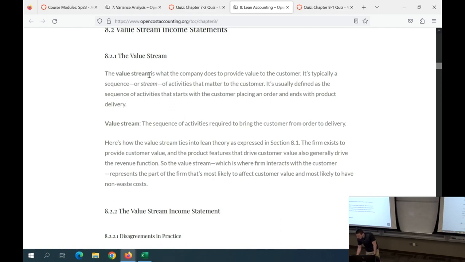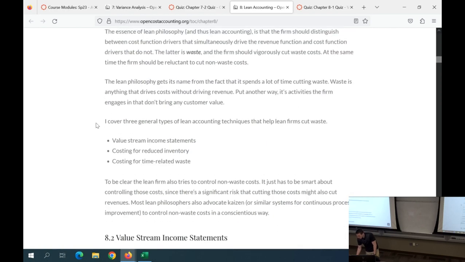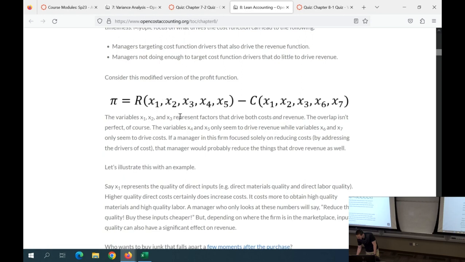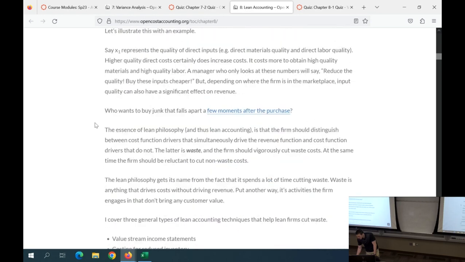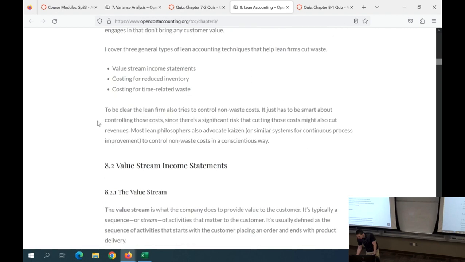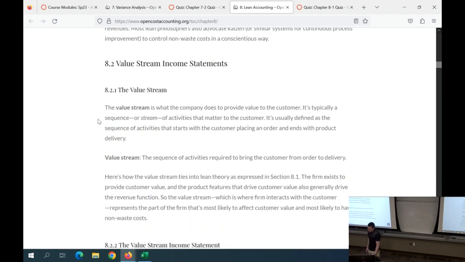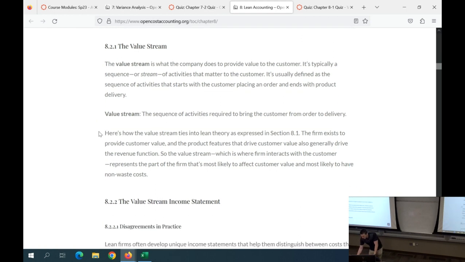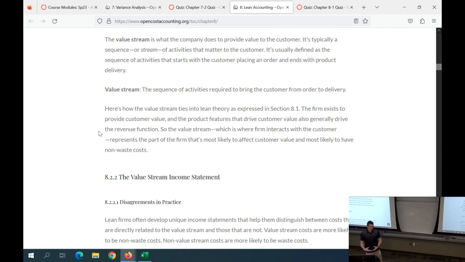All right, so the idea is we have a value stream. So we're doing something to the customer. We're giving something to the customer. And it's kind of encapsulating the idea of what drives the revenue function. The customer wants something from us, otherwise we wouldn't be in business. We're providing value to the customer. And so there are a stream of activities that bring the customer from order to delivery, things that we do for the customer that are useful and are driving revenue as a result. Those things cost us some money, and they're going to be protected. We want to protect those kinds of value stream costs because they represent something that the customer wants.